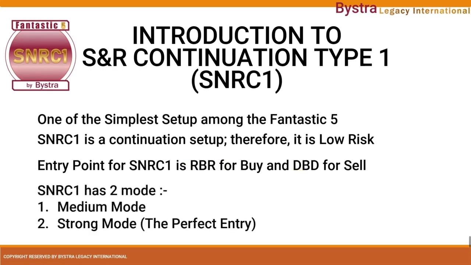The SNRC1 has two modes. One is a medium mode and the other one is the strong mode. With the strong mode, you can enter with a bigger lot. This is what we call the perfect entry. For the perfect entry, we can use the trend line as our confluence, or we can use the engulfing candle as our strong confirmation as well. So let's get started into the SOP.